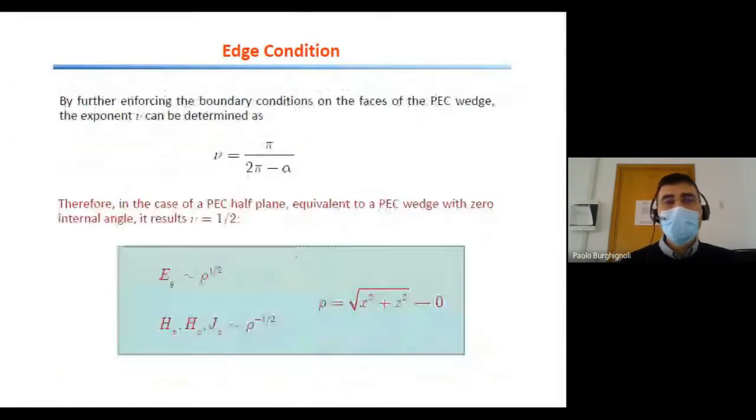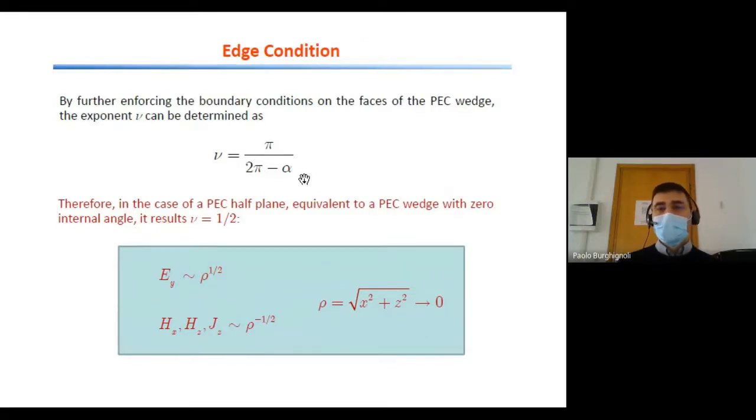If you enforce the boundary conditions on the faces of the wedge, as in the previous slide, you can find the exponent n, which is called the singularity exponent, and is related to the internal angle of the wedge by this simple relation. n is given between pi and 2 pi minus alpha.